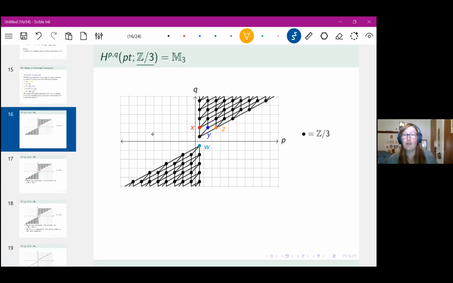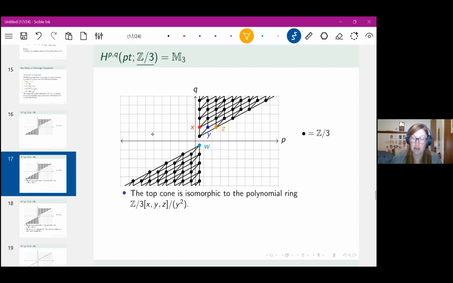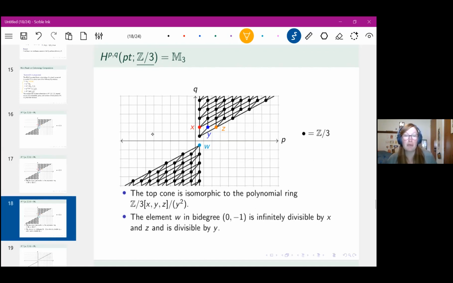So M3 itself, the cohomology of a point, it's very complicated. So in this picture, again, since we're bigraded, I have drawn the PQ's cohomology above and to the right of the PQ spot on the grid. So we've got these generators X, Y, and Z shown here. Those are all generating copies of Z mod 3. And the top cone here is isomorphic to polynomials in X, Y, and Z, where Y squared is 0. And then I've got this element W in the bottom cone, which is infinitely divisible by X and Z, and it's divisible by Y. So this thing is already really complicated for the cohomology of a point.